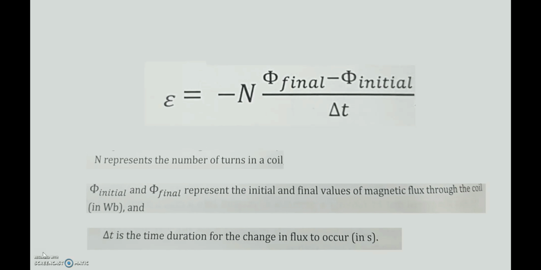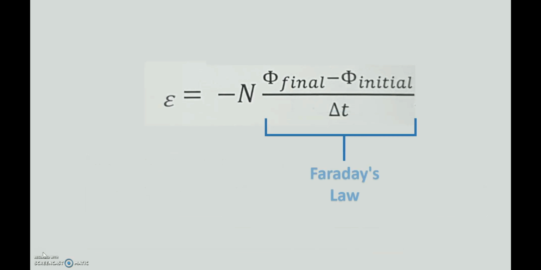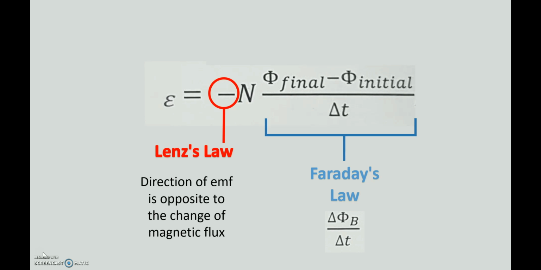The formula of EMF produced is a combination of Faraday's law and Lenz's law. The formula is given as the product of the number of coils in a solenoid and the rate of change of magnetic flux. This part here actually originates from Faraday's law, which states that the EMF produced is based on the rate of change of magnetic flux. Take note that a negative sign is present in this formula to obey Lenz's law, which stated that the direction of EMF produced is opposite to the change of magnetic flux.